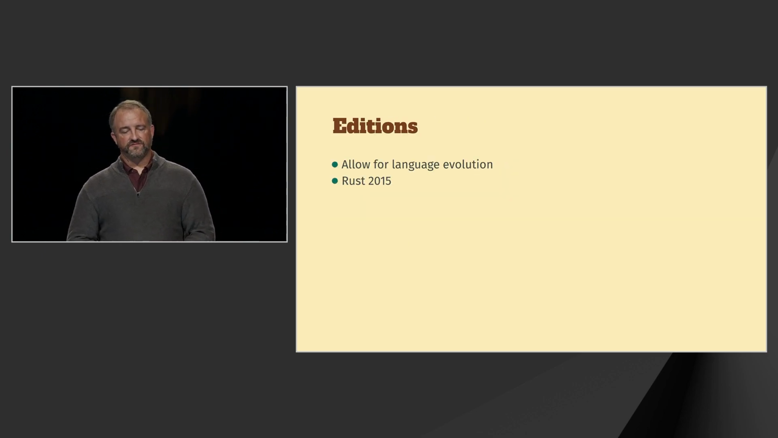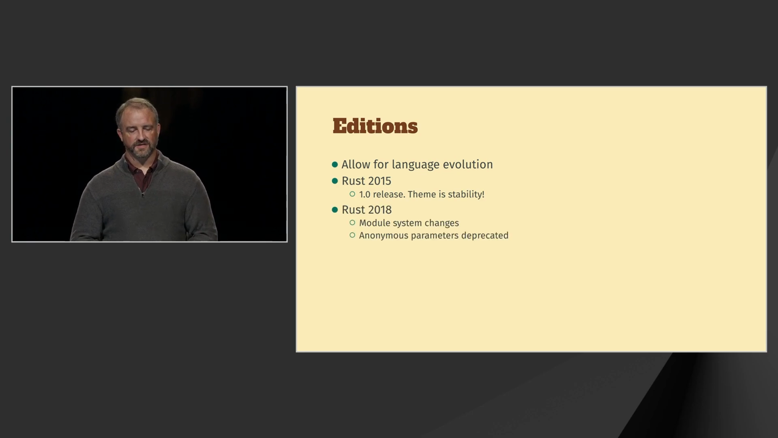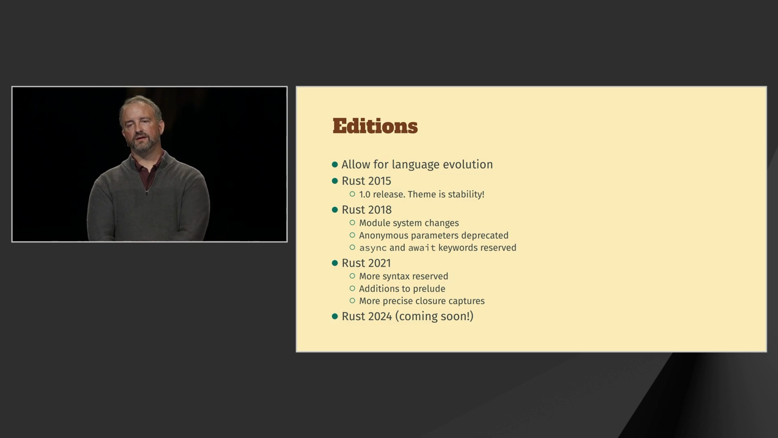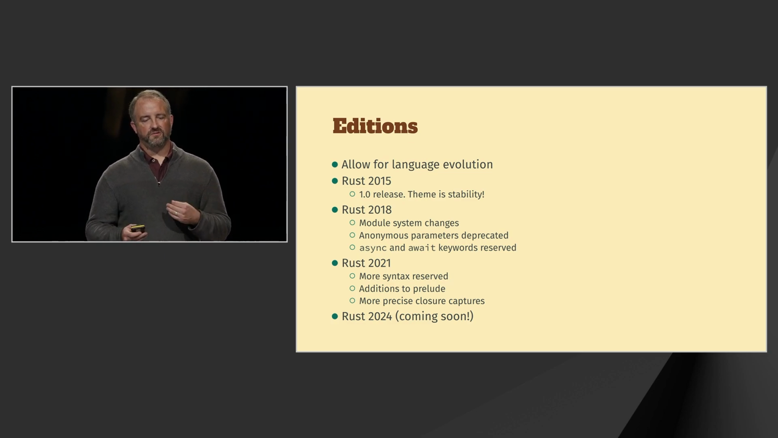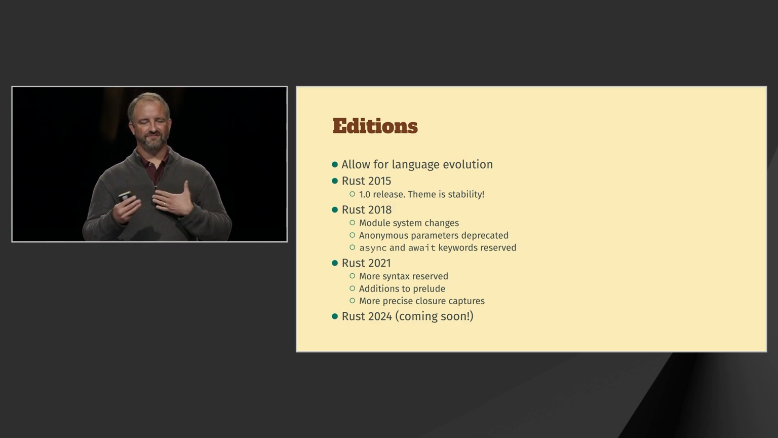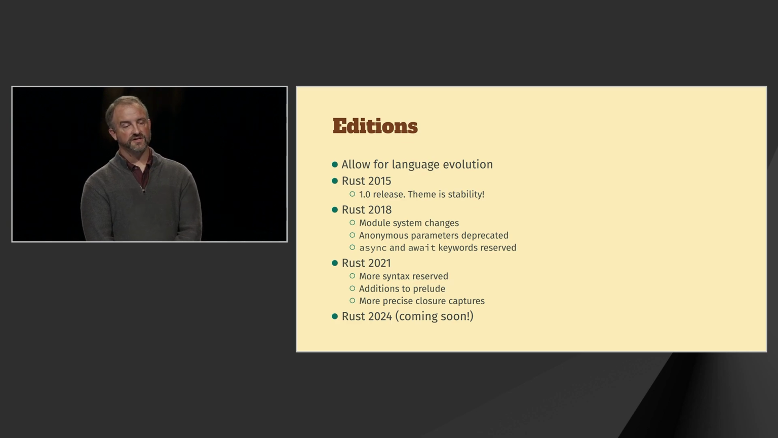We also have this mechanism for editions, which we talked about before, which is really a way of unblocking or unlocking language evolution. So there are some times where we want to make a change, but because of the way something worked before, we need to change the existing behavior as well. And editions give us a very controlled way to be able to do that.